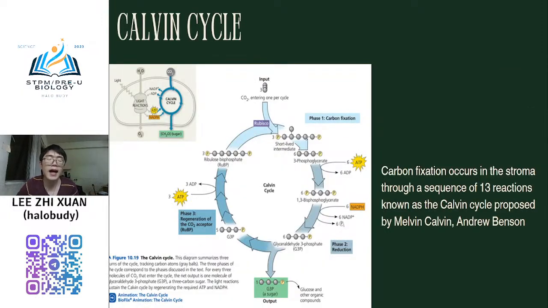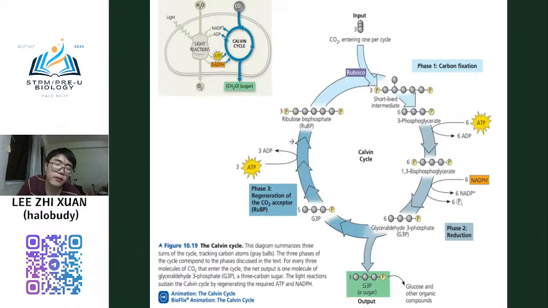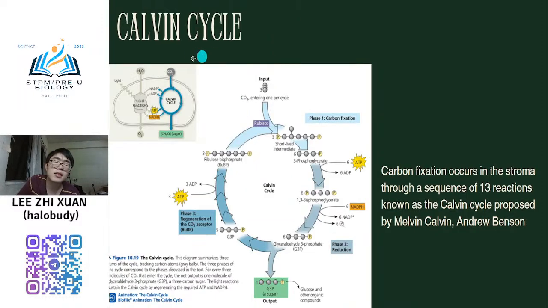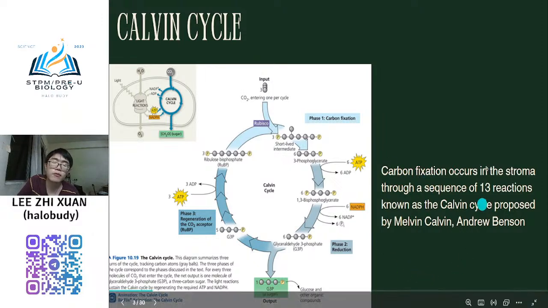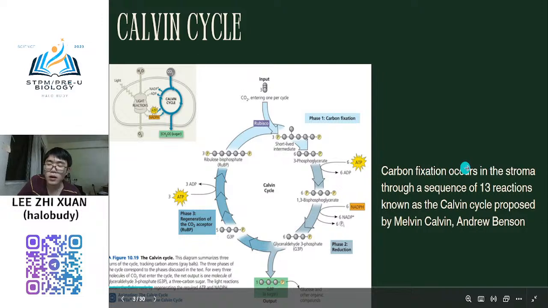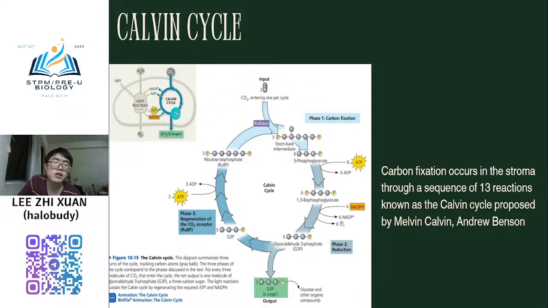Okay, so in the dark reaction, the most important one is the carbon cycle. This is another cycle that you need to learn. Normally this carbon cycle is also called carbon dioxide fixation. Carbon fixation occurs in the stroma. So the dark reaction occurs at the stroma, while the light dependent reaction occurs at the thylakoid. You see the chloroplast here, and the outside space is what we call the stroma.